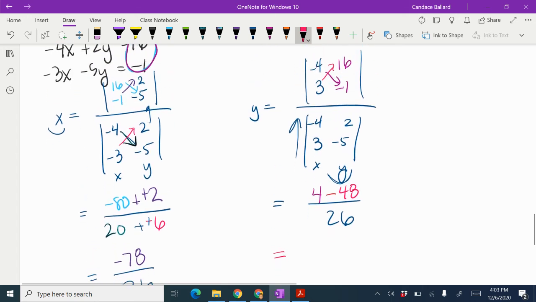Let's double check our work here. So we've got -4 times -1 is 4. 3 times 16, 48. Okay. So 4 minus 48 is -44 divided by 26, which did not get me something pretty.